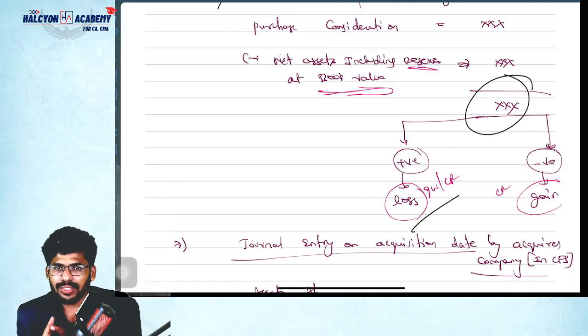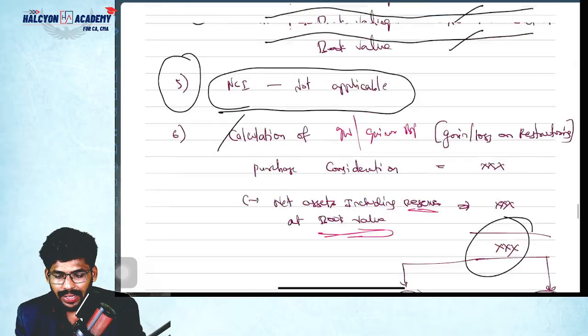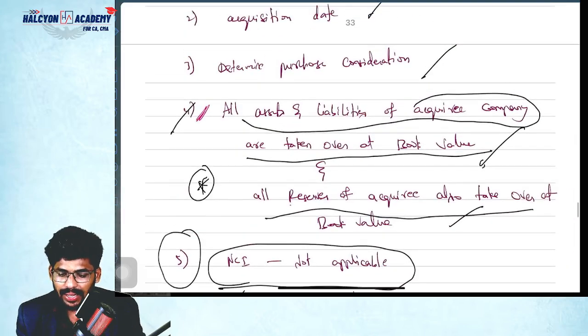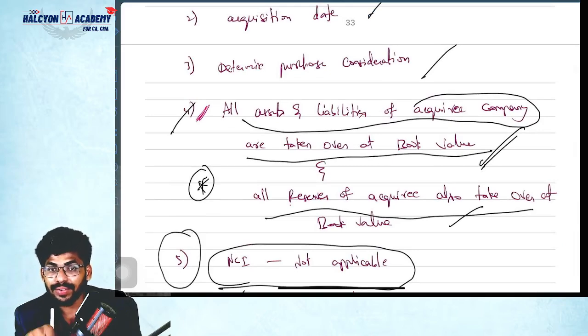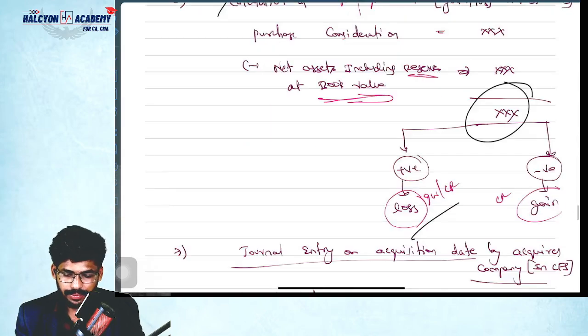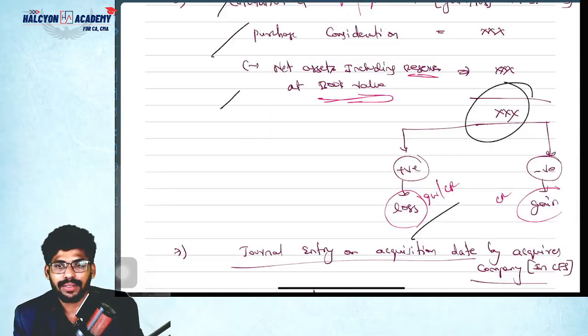Just the only special point is when we are calculating net assets, you need to consider all assets and liabilities at book values only, not fair values. Even if the fair value is given in the question, please don't consider that. You need to take only book values, along with these reserves also. When you're calculating goodwill or gain on bargain purchase, you need to consider this other equity, nothing but reserves also. Clear? Purchase consideration minus net assets including reserves.